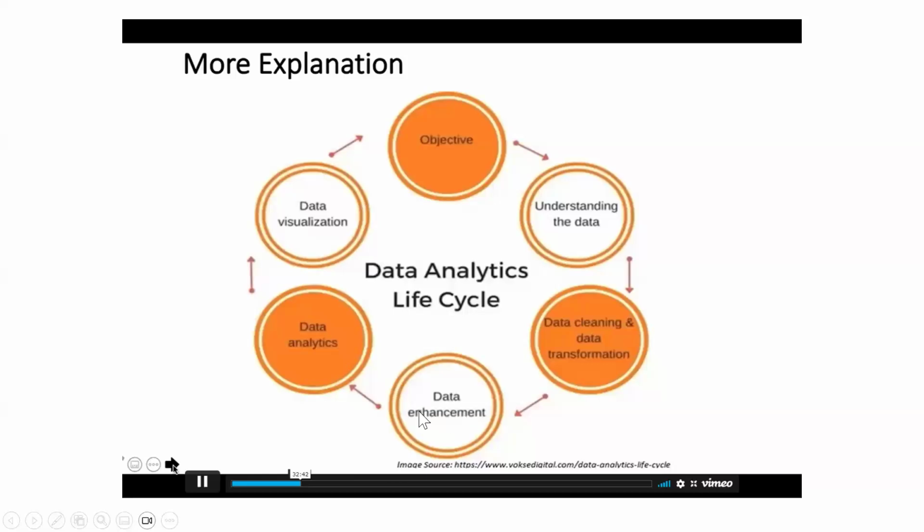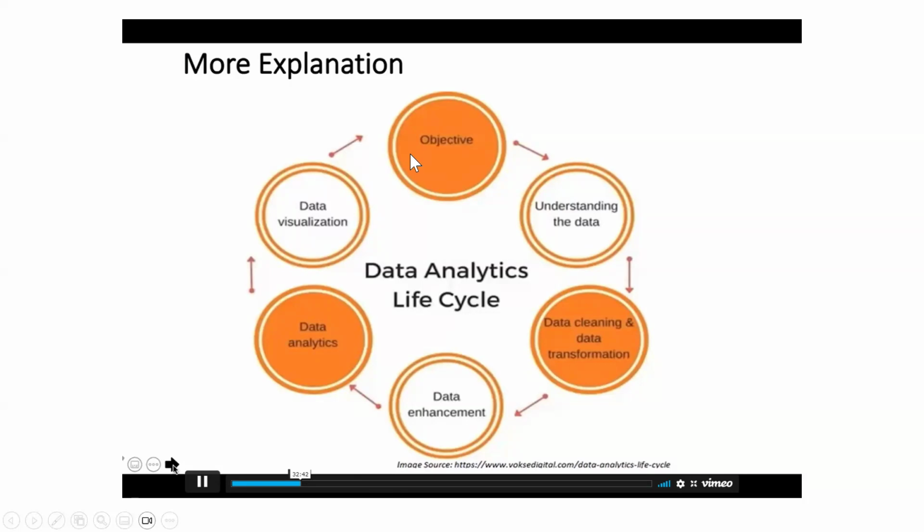Along some points between here and here, data modeling must happen. After you have done your data enhancement, actually, you have to do some data modeling exercise here before you get to this point, okay? So that step is missing here, okay? And that's what data analytics lifecycle is mostly about, okay?